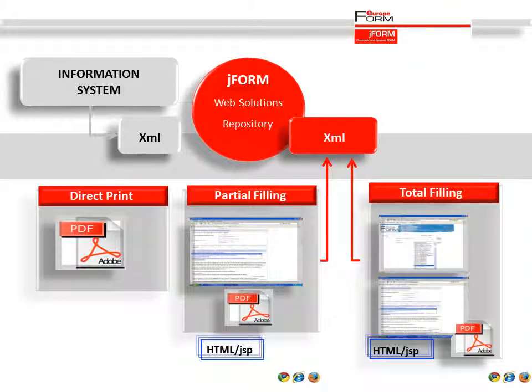Total filling of the document. JForm provides the operational functions, navigating web pages, to select the document involved in the compilation. Considering the added value provided by the product, either in partial or total filling, the XML file containing all the variables is made available to the system.